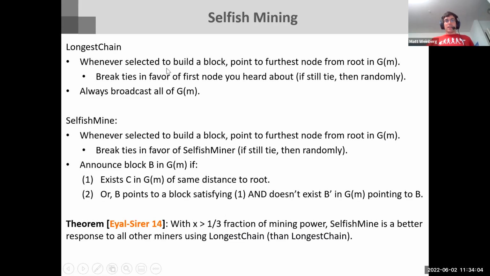Okay, so now I can state the theorem, right? The theorem is that if everyone else is using this longest chain strategy, remember that they are always going to tie break against you. That means you are so poorly connected that whenever you broadcast in response to them, you will always be late. And on top of that, you can't broadcast point to point. You have to broadcast to everybody. So even under those situations, if you have at least a third of the mining power, then this selfish mining strategy is strictly better than being honest.